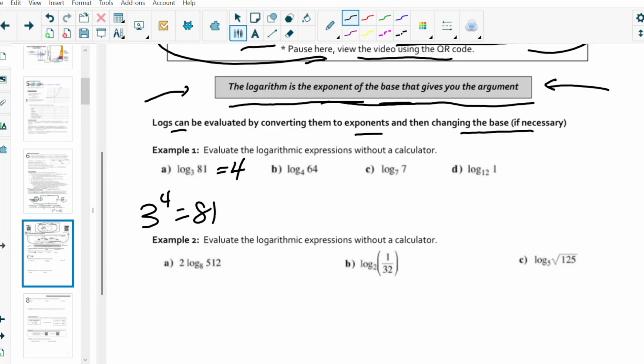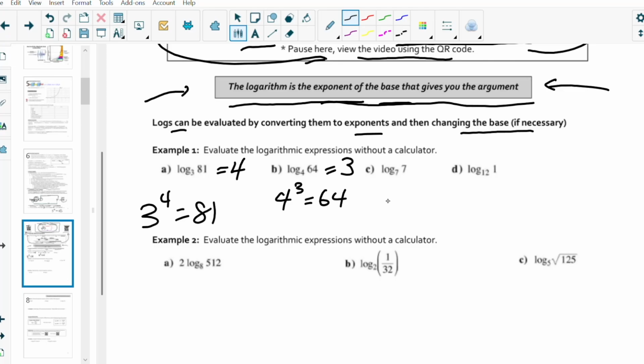Next one. What exponent do I apply to the base to get 64? 4 to the 4th. Oops. Oh, my goodness. 4 to the 3rd. 4 times 4 is 16 times 4 is 64. So this is equal to 3. The log base 4 of 64 is 3.